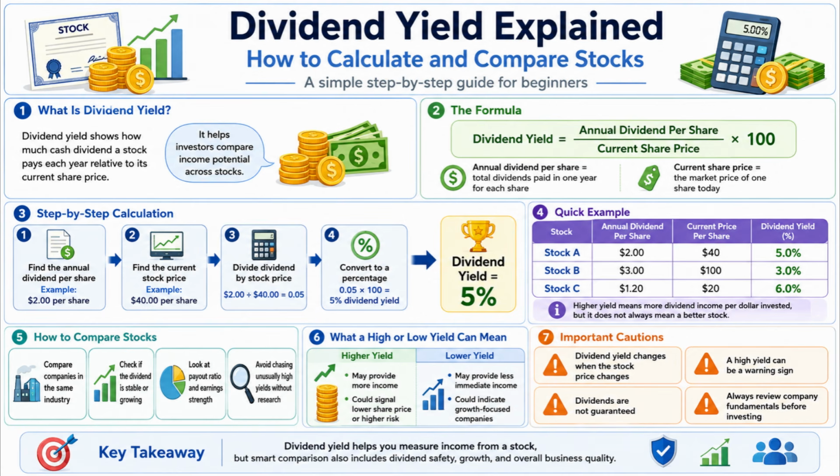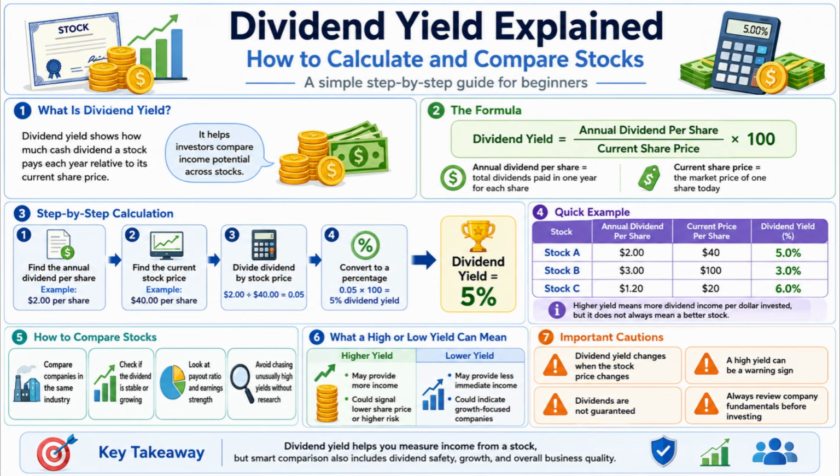However, a higher yield does not always mean the stock is better. Sometimes a stock's yield becomes high because the share price has fallen, which may signal business problems or higher risk. So, before choosing a stock, investors should compare companies in the same industry, check whether the dividend is stable or growing, and review the company's earnings strength and payout ratio.